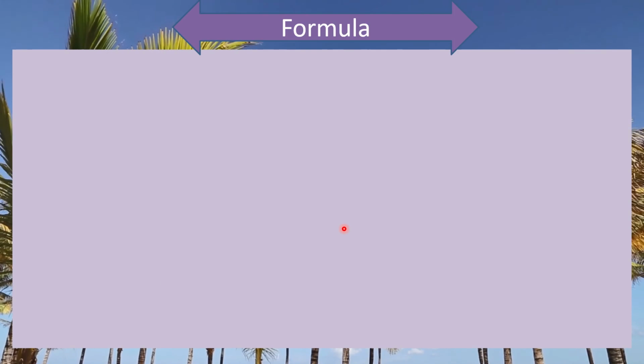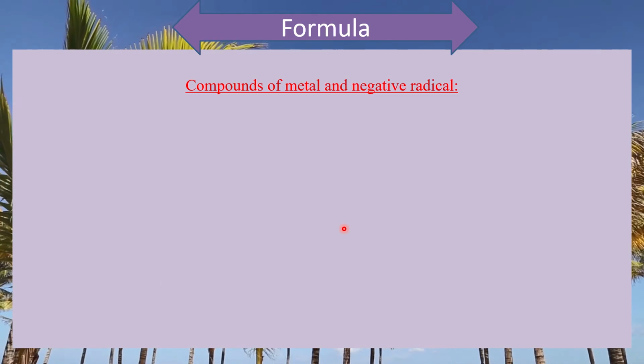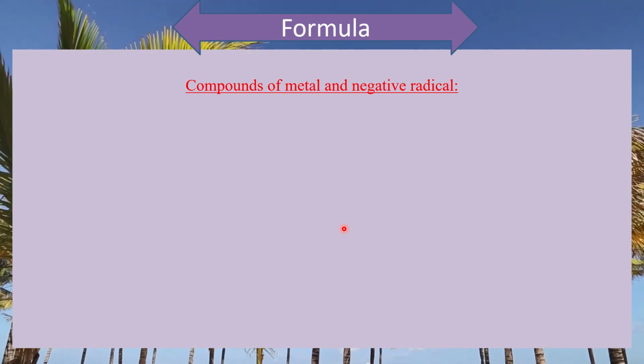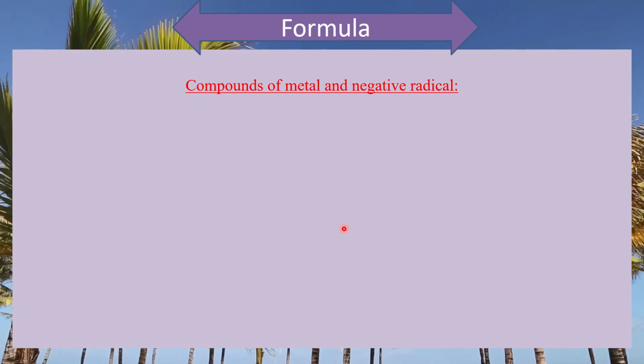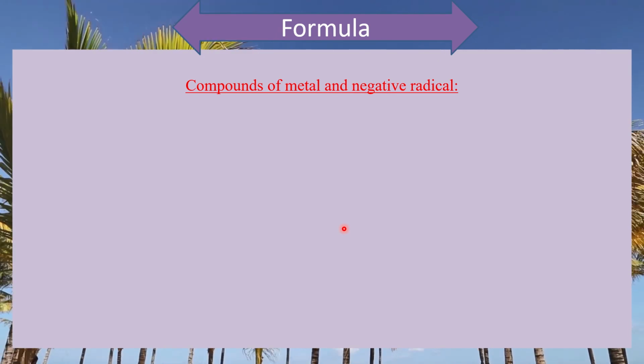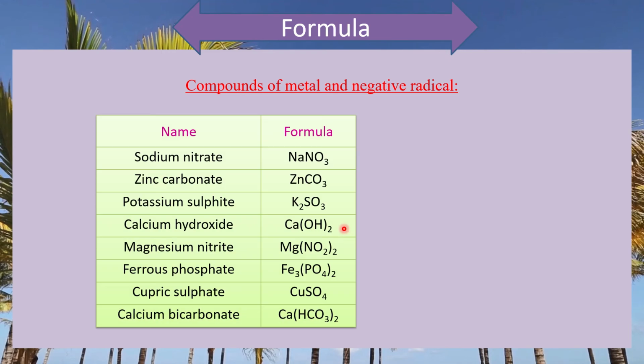Now, the most important compounds, and most of the compounds are included here: the compounds of metal and negative radical. There are many metals, and you know there are some negative radicals. So every metal can make a compound with these negative radicals. If you know the formula of the radical and the symbol of the metal and also their valency, then you can write the formula of all these compounds. Here some examples are given.